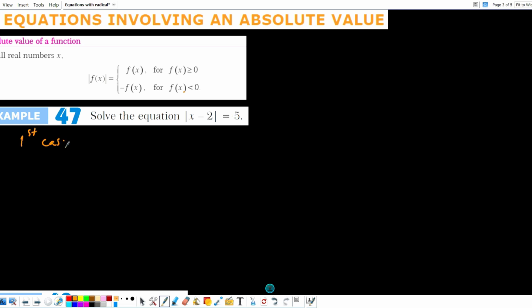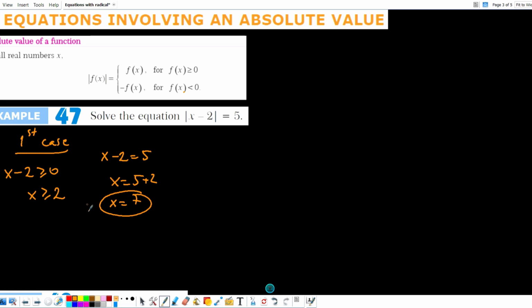First case, if the inner part x minus 2 is greater than or equal to 0. In this case, x values have to be greater than or equal to 2. If the inner part of the absolute value is positive, I'm taking it out from the absolute value as it is, so it will be x minus 2 is equal to 5. So x will be 5 plus 2, so x is equal to 7. 7 is greater than 2? Yes. So 7 is our first solution. Let's check the second case.